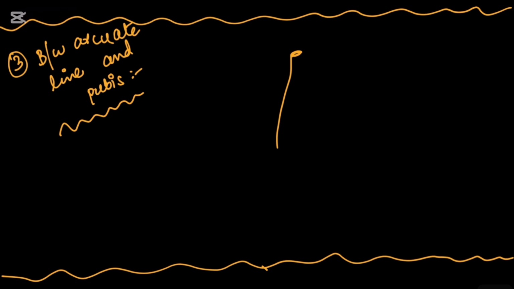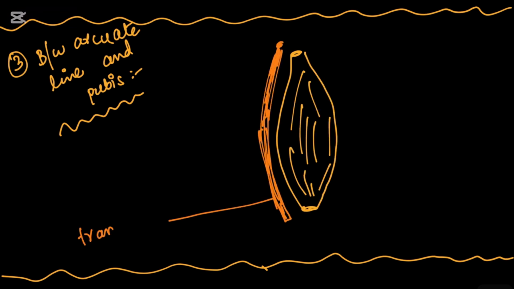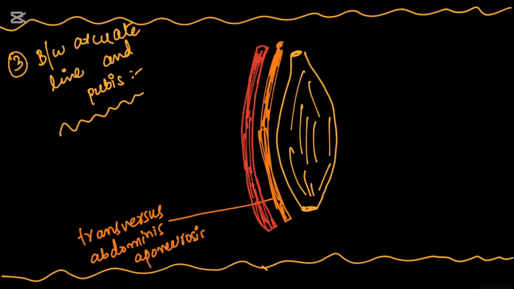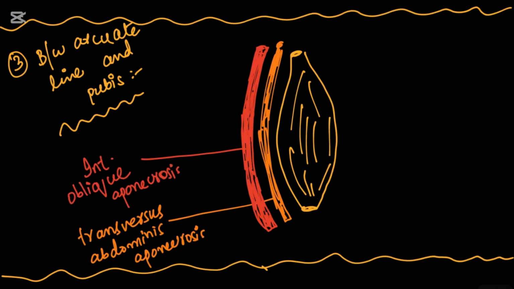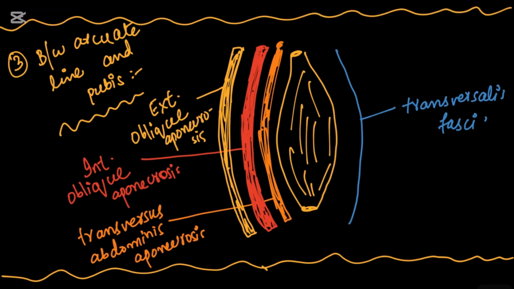Between arcuate line and pubis, transversus abdominis muscle, internal oblique aponeurosis, and external oblique aponeurosis, and posteriorly only relying on the transversalis fascia, no rectus sheath.